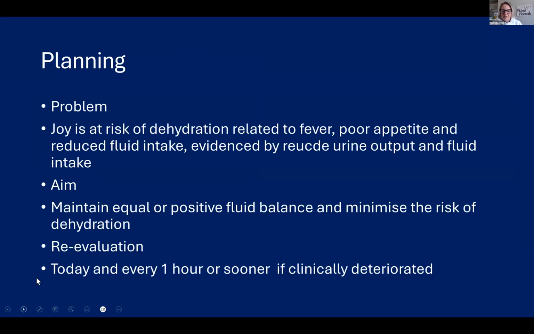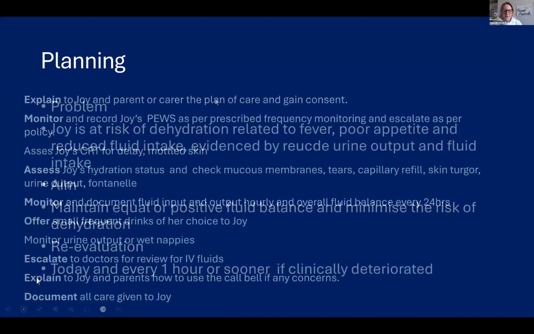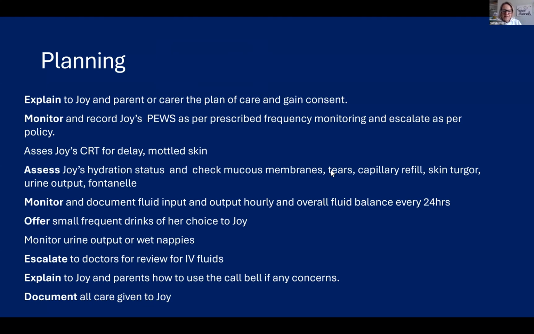So that would be a very appropriate one to do as well. So I'm just going to take you through a dehydration one here. So I've got Joy, with risk of dehydration related to fever, poor appetite, reduced fluid intake, that's evidenced by reduced urine output and fluid intake. My aim is to maintain an equal or positive fluid balance and minimise the risk of dehydration. I'd be re-evaluating this probably every hour and checking that fluid input output every hour in those initial stages. Okay, so interventions for this care plan. So we can explain to Joy and obviously parent or carer and get consent.